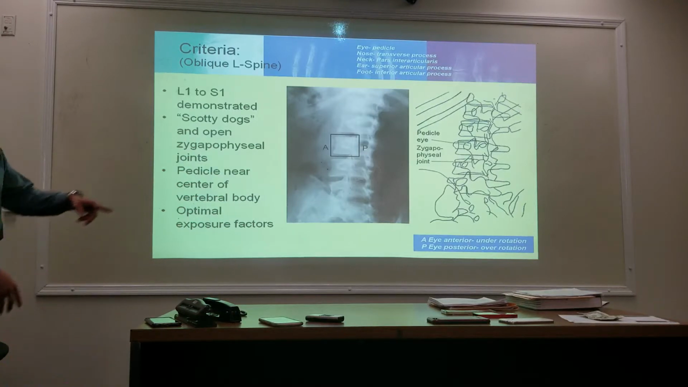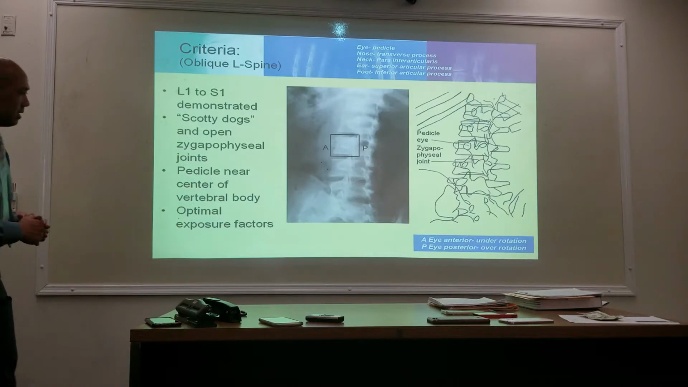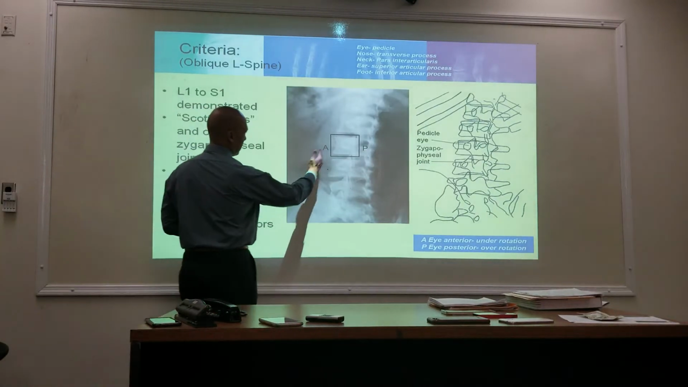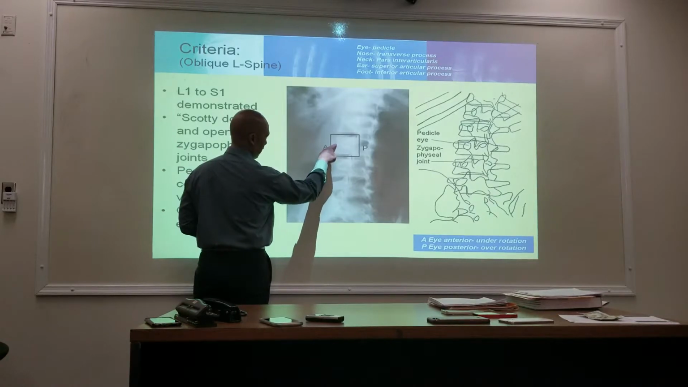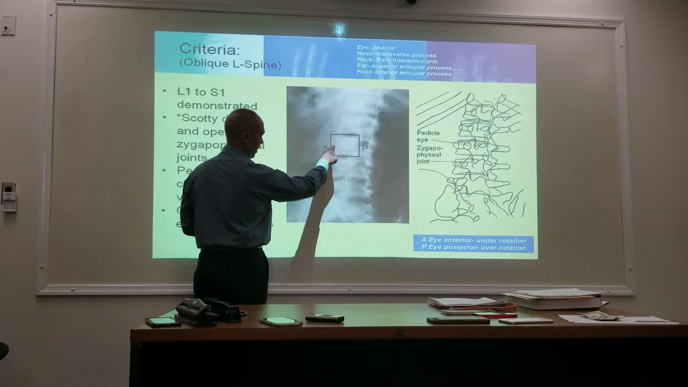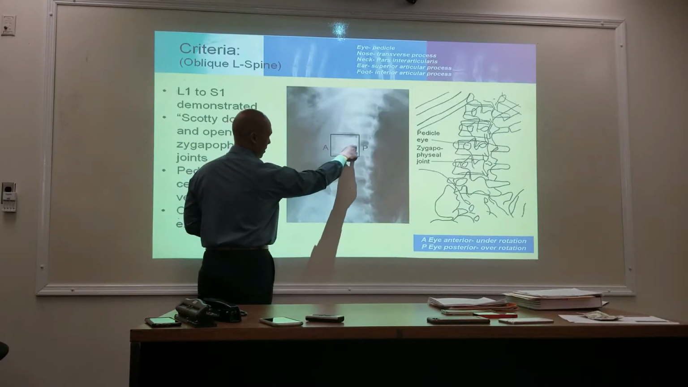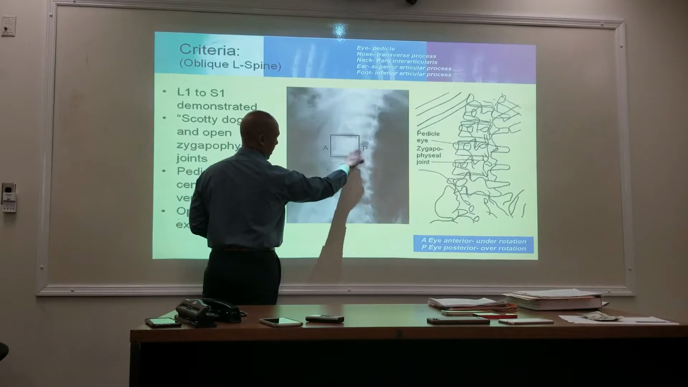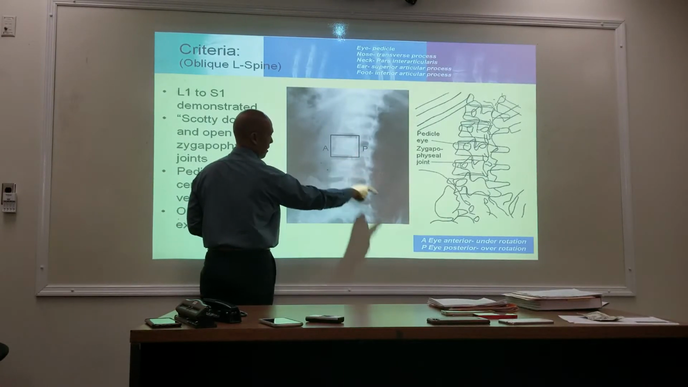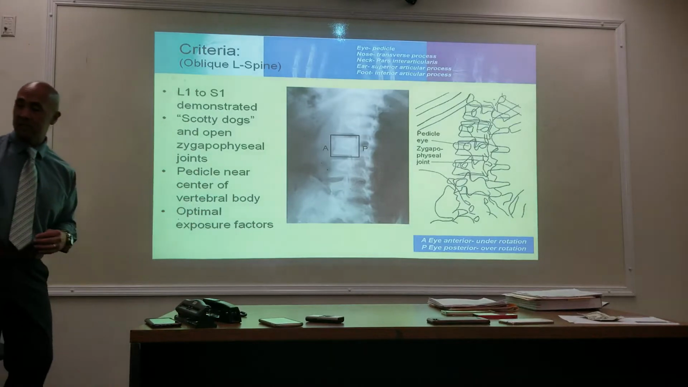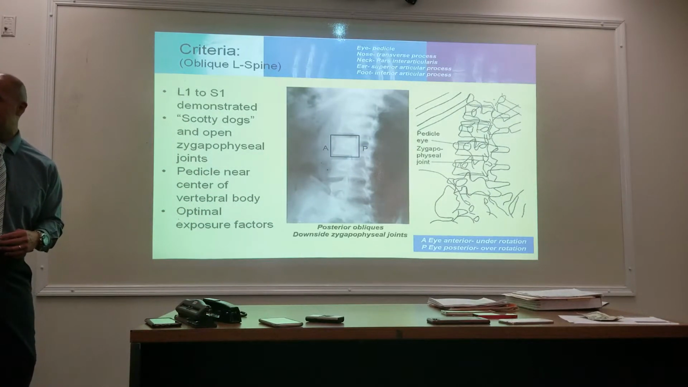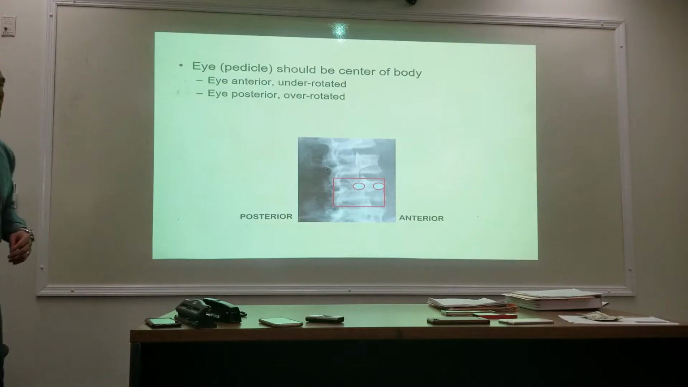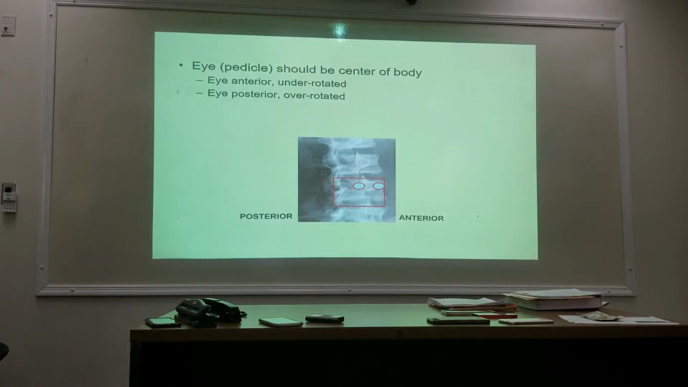And I have a little note over there. If the eye is anterior to the body, because here's the anterior side, if the eye was over here, it should be right there in the middle. If it's over here, that means that you are under-rotated. If the eye ended up somewhere back here towards the spinous process or the back of the body, then you are over-rotated. I gave you guys another example here on this next page, okay? So you want to be right in the middle of that body.